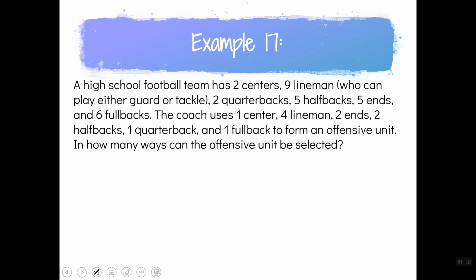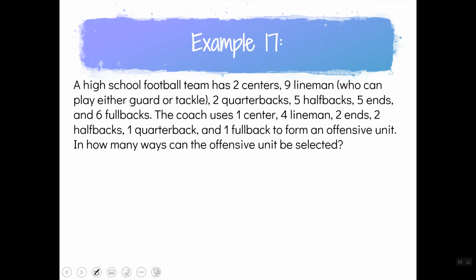17. A high school football team has 2 centers, 9 linemen, who can either play guard or tackle, 2 quarterbacks, 5 halfbacks, 5 ends, and 6 fullbacks. The coach uses 1 center, 4 linemen, 2 ends, 2 halfbacks, 1 quarterback, and 1 fullback. How many different ways can the offensive unit be selected?